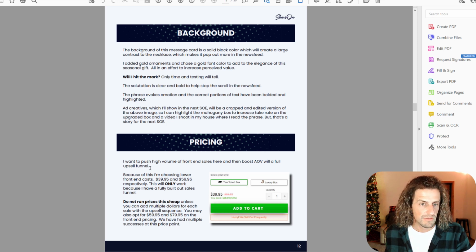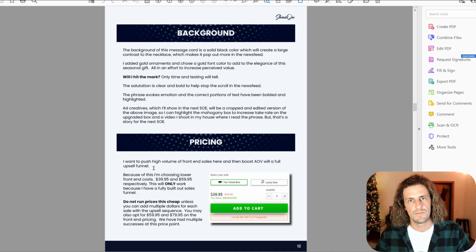So pricing, we want to push high volume front end sales here and then boost AOV with a full upsell funnel. With this one, we were going for a lower front end cost, $39.95 and $59.95 for the wood box. And it will only work because we do have additional offers, upsells after the initial purchase.